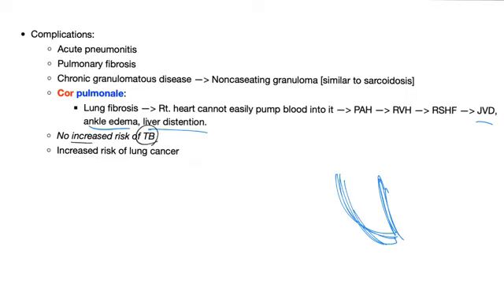No increased risk of TB, and this is different from silicosis because silicosis does have an increased risk of tuberculosis, but there is increased risk of lung cancer with berylliosis. Sorry, brilliant people, everything in life has pros and cons.